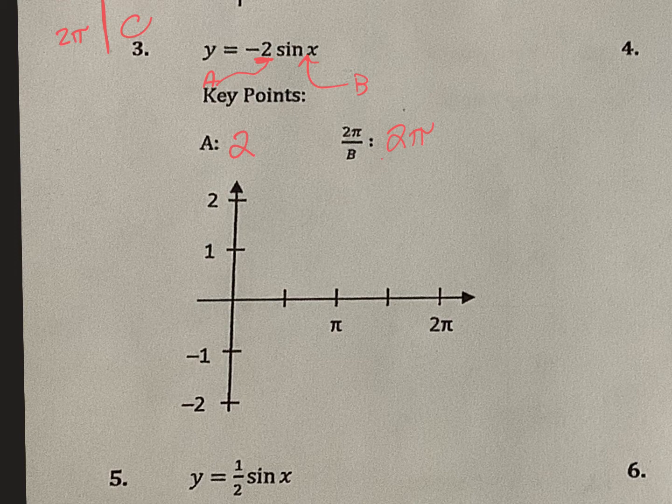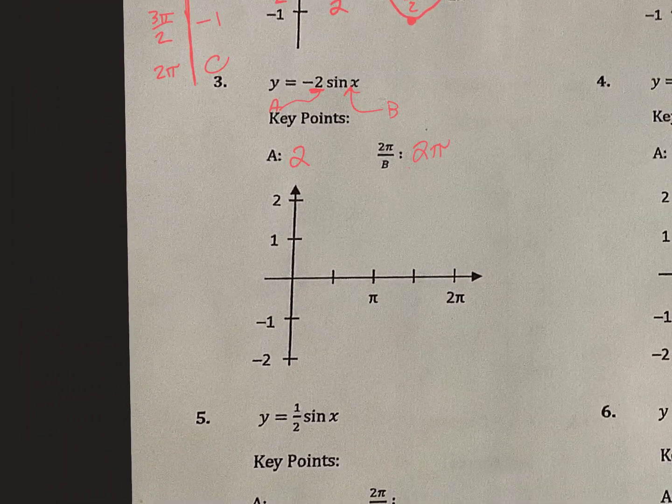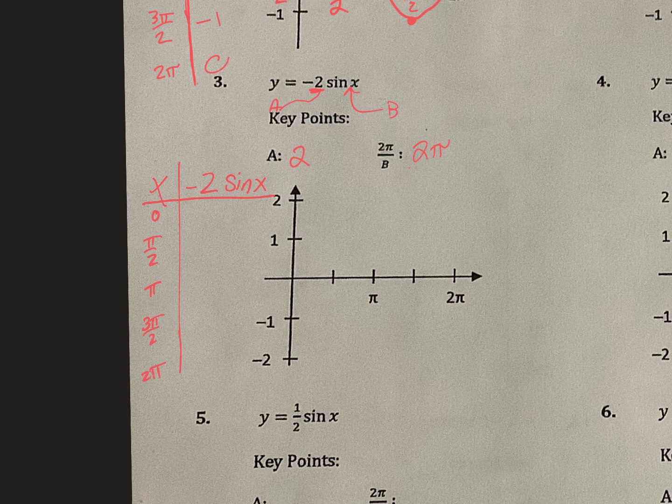All right, so now let's find our points. So again, this time we have x, negative 2 sine x. So 0, pi over 2, pi, 3 pi over 2, and 2 pi. You're still going to find the sine like you normally would on the unit circle. Once you find that number, you're going to multiply it by negative 2.